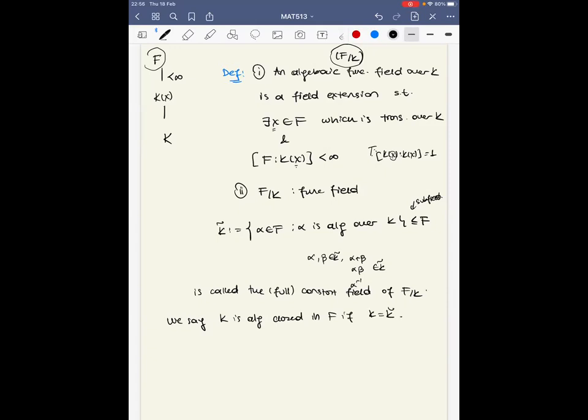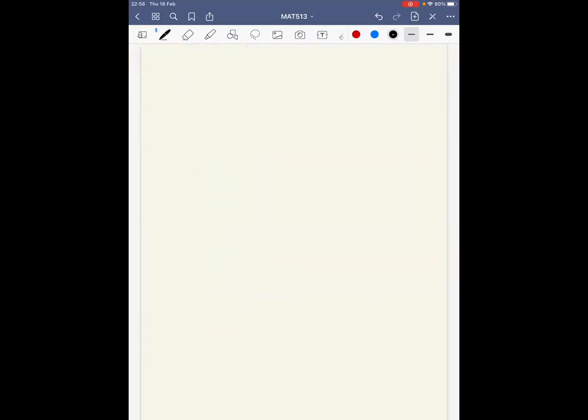And in the theory, often we take the base field as the full constant field, but they are not supposed to be necessarily equal to each other. And before exploring this definition, I want to mention an analogy between algebraic number theory and algebraic function fields.